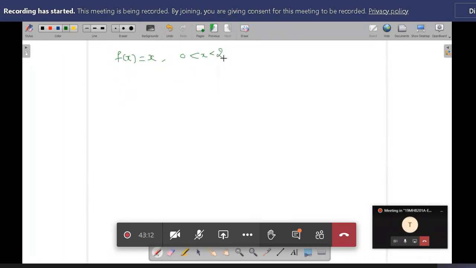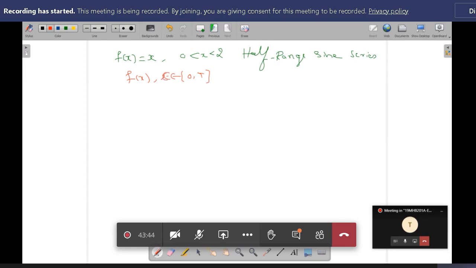For half range sine series. So we need to express half range sine series. Here this function f of x is defined for x belonging to (0, t). So in general we have defined half range sine series for this type of function.